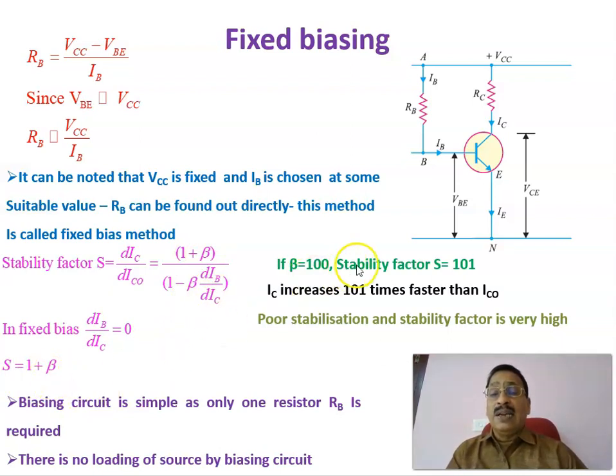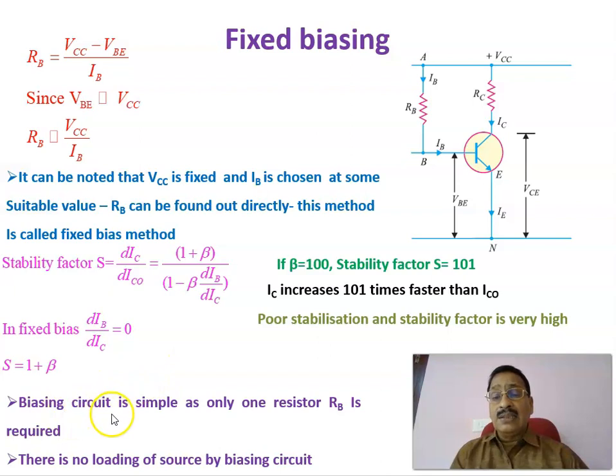As an example, normally beta, the current gain, will be high. If beta equals 100, the stability factor S equals 101. That means IC increases 101 times faster than ICO, or dIC by dICO equals 101, or the change in IC is equal to 101 times the change in ICO. That is why this type of biasing has poor stabilization and the stability factor is very high. If the stability factor is very high, the stabilization is very poor. Therefore, fixed biasing has poor stabilization.